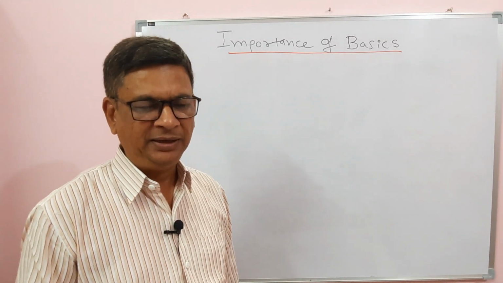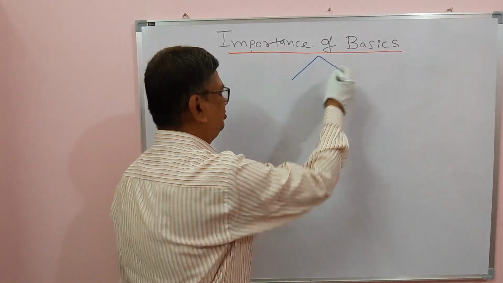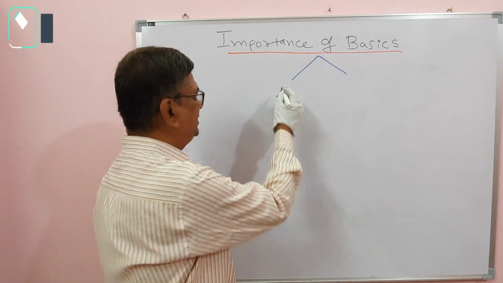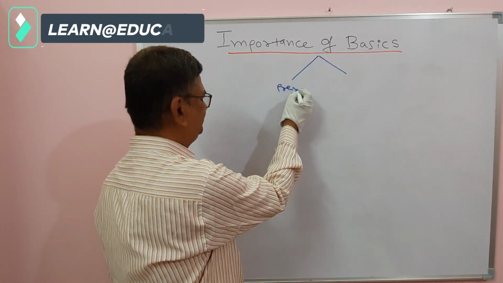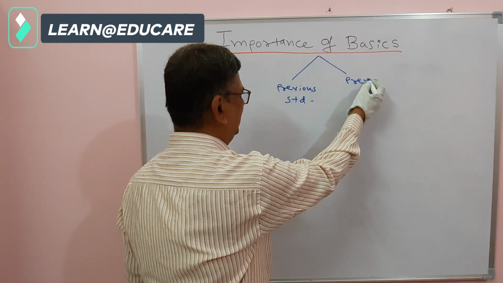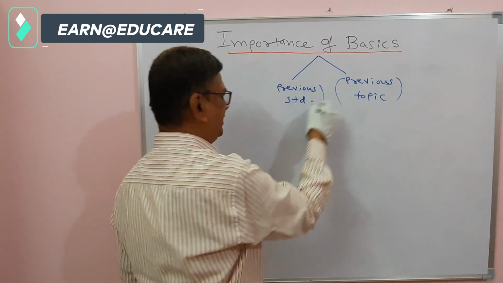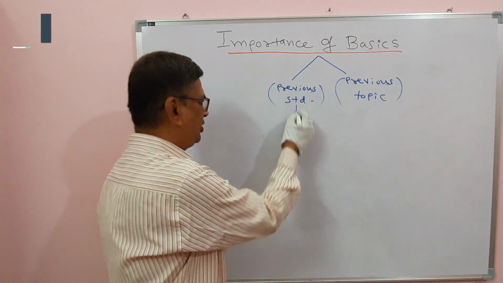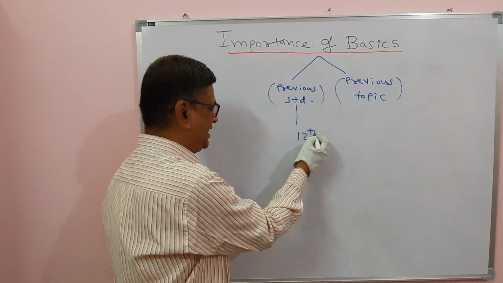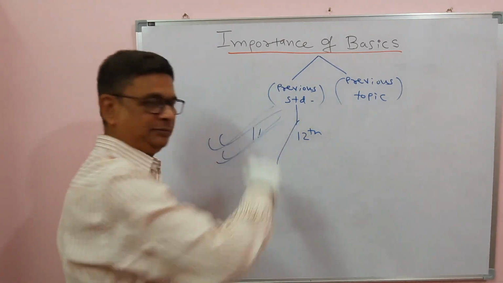According to many researches, there are two types of basics for student study. One is up to the previous standard and one is up to the previous topic. Previous standard means, for example, if the student goes into 12th standard, then he or she should know all the part up to 11th standard.